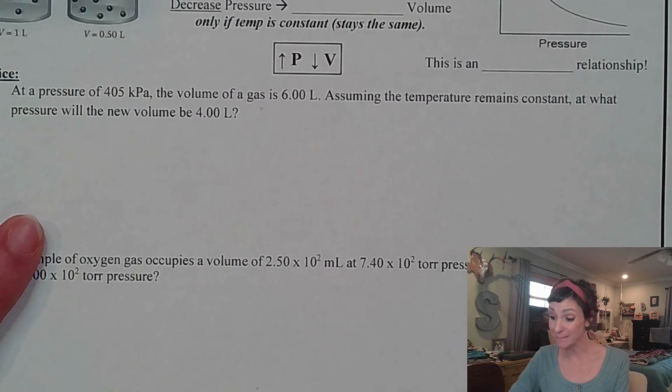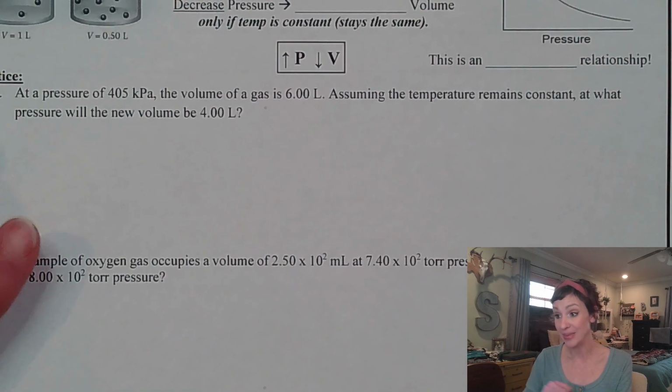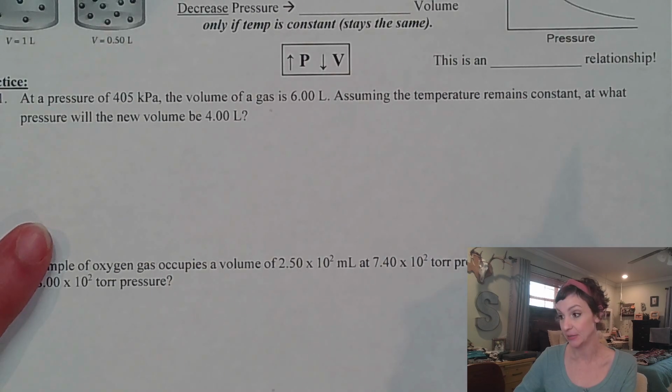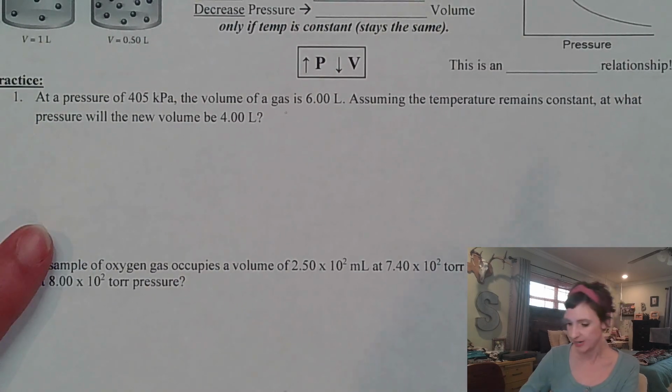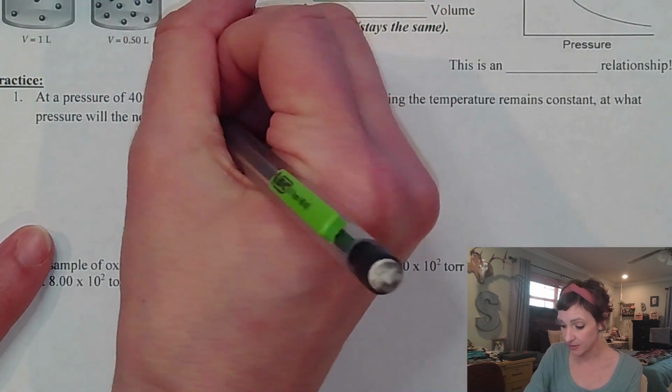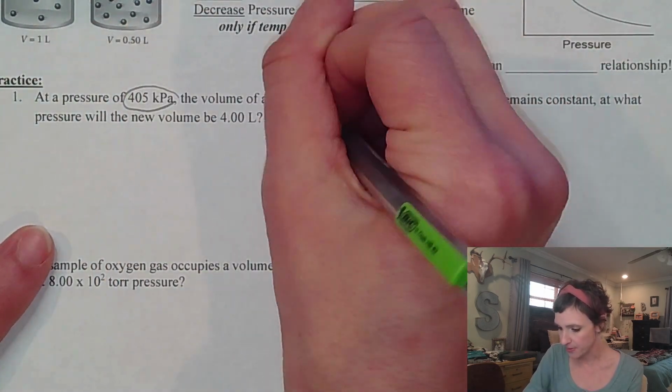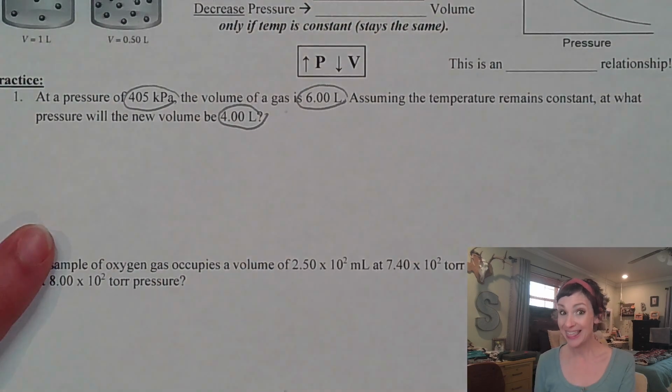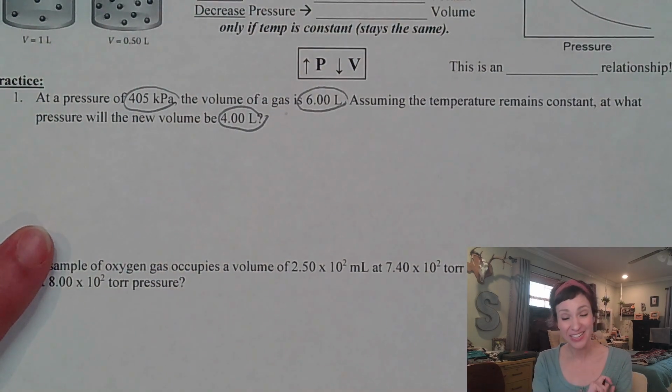Assuming the temperature remains constant, at what pressure will the new volume be 4.00 liters? You're like, oh my gosh, what is even happening here? Y'all, I immediately circle all of those numbers. Boom, boom, boom, boom, boom. And then based on the unit at the end of those numbers, I'm going to label them. Is that a unit for a pressure or volume or a temperature?